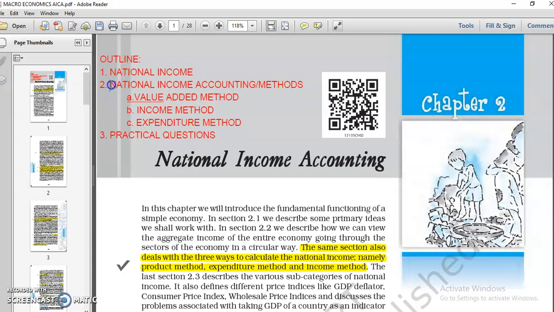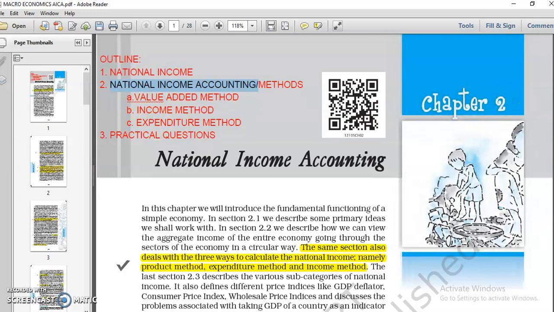Then what is the meaning of national income accounting? You all know that accounting means computation. So after understanding the meaning of national income, how are you able to calculate the valuation of your national income, the value of your national income? The first method is value added, then income and expenditure.